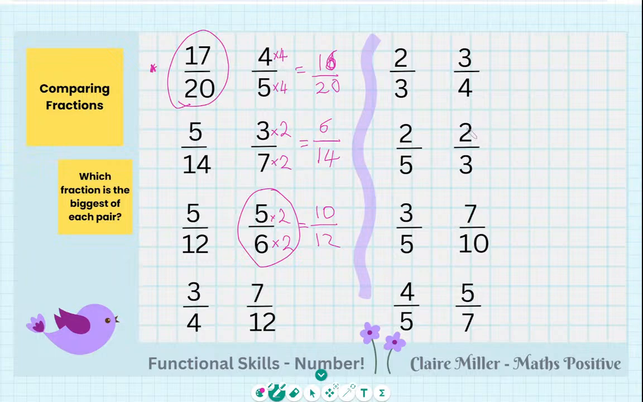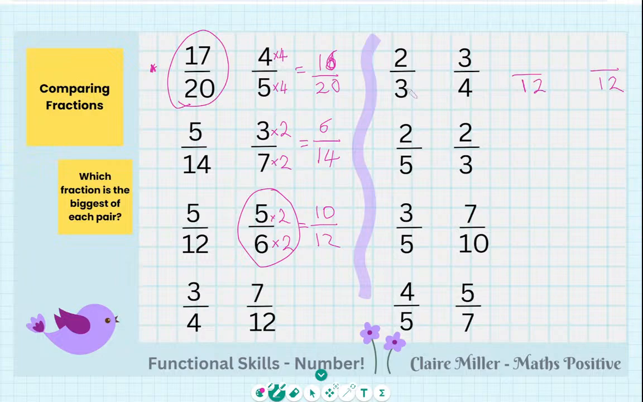I always think about that first because it's nice if we can leave one fraction as it is and just change the other, right? But we can't do that in this case. But this is one thing we can do. What I'm going to do is I'm going to times the 2 bottom numbers together. 3 times 4, which is 12. I'm going to turn both of my fractions into 12ths, all right?